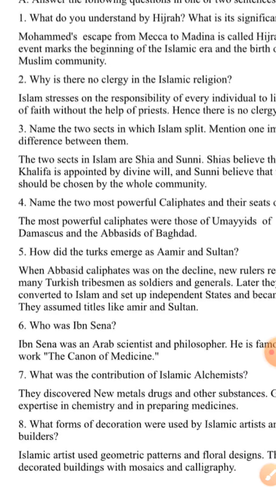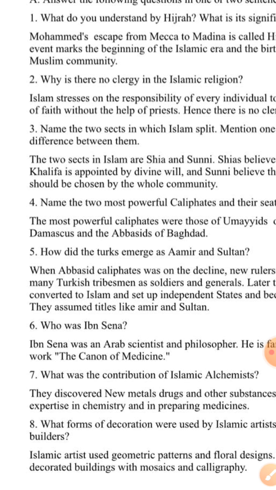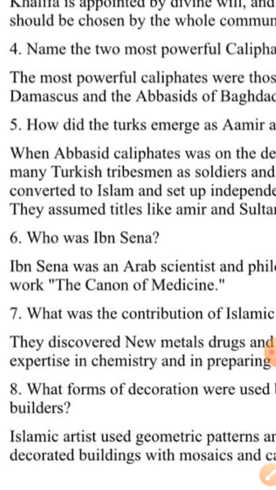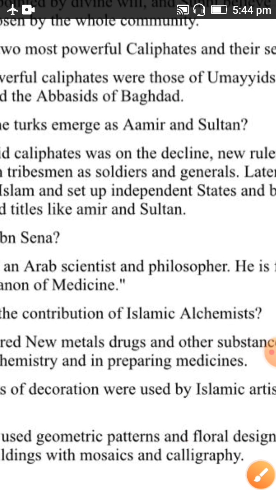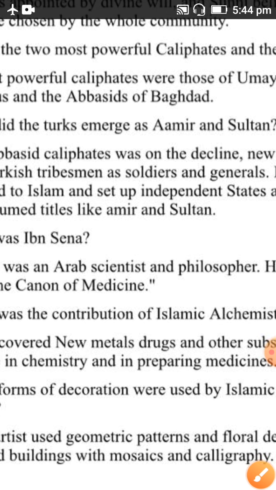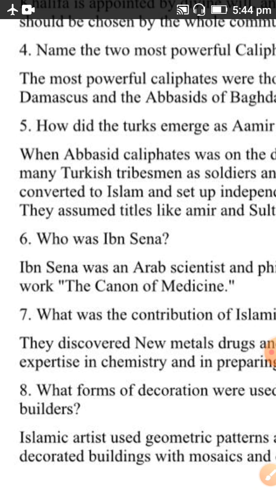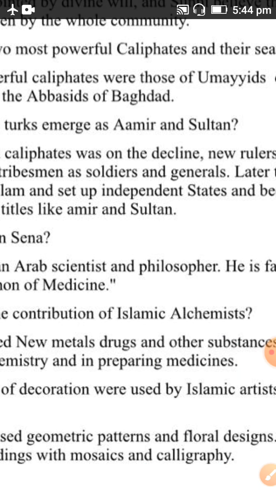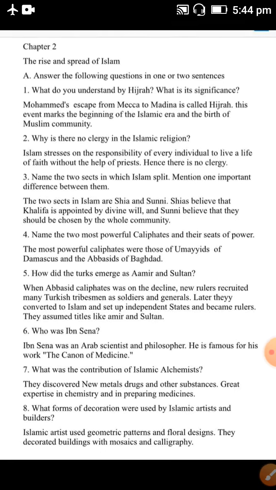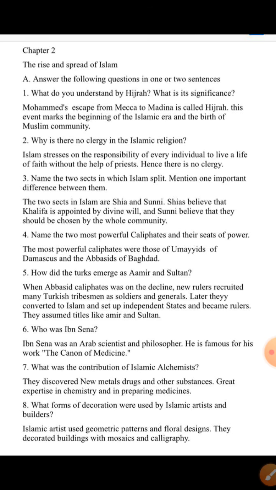Next is question number 8, the last question. What forms of decoration were used by Islamic artists and builders? Islamic artists used geometric patterns and floral designs. They decorated buildings with mosaics and calligraphy. So here we have completed the short answers. Now come to the long answers.